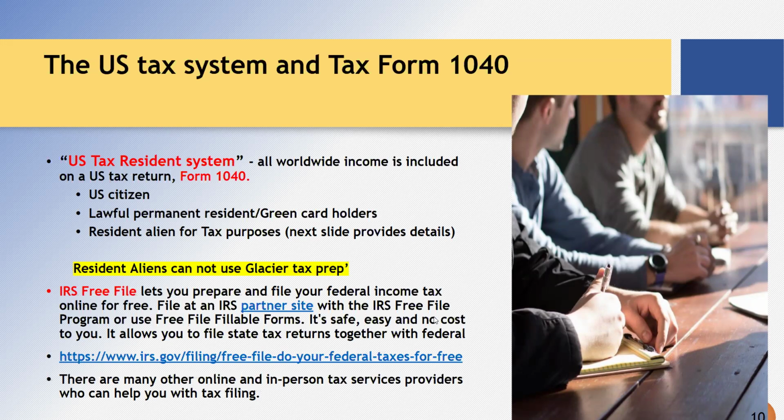So let's talk about the US tax resident system, where people in the US are taxed on worldwide income, and all the worldwide income is included in Form 1040. There are three categories of people who have to file Form 1040. US citizens and lawful permanent residents, green card holders. For both categories, it doesn't matter where they live: if they have a green card, or if they are US citizens living abroad, they still have to file this Form 1040 as residents. And the third category, which is very important for us to understand today, is resident aliens for tax purposes.